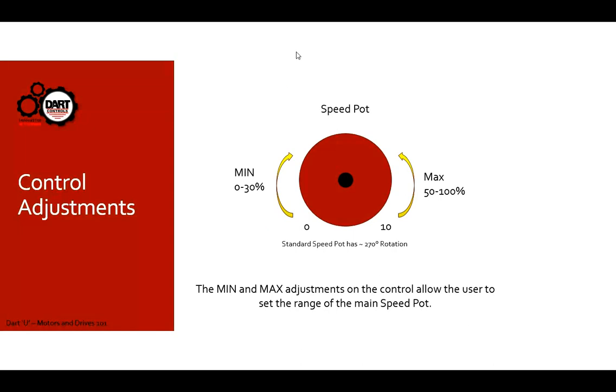So here's another illustration of this. Typically, a speed pot has about 270 degrees of rotation, unless it's a multi-turn pot. But usually most pots have about 270 degrees of rotation. The minimum adjustment we just talked about usually is somewhere between 0 and about 30% output of the drive. So we could turn the minimum adjustment all the way up, and even though the speed pot's at 0, we could still be putting out as much as about 30% of the control's capability. And then on the other side, the maximum usually has somewhere between 50 and 100% output adjustment. So basically, what these two adjustments are doing is setting the range of the main speed pot.